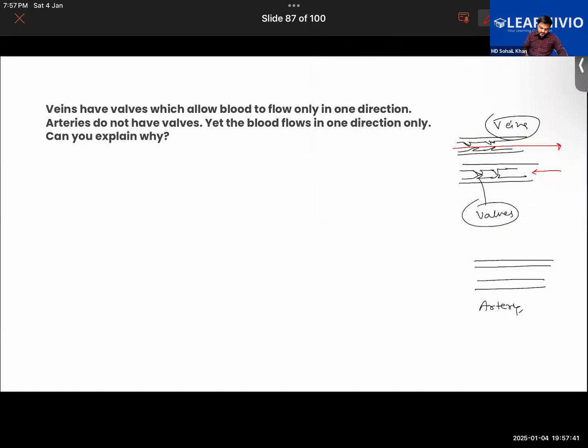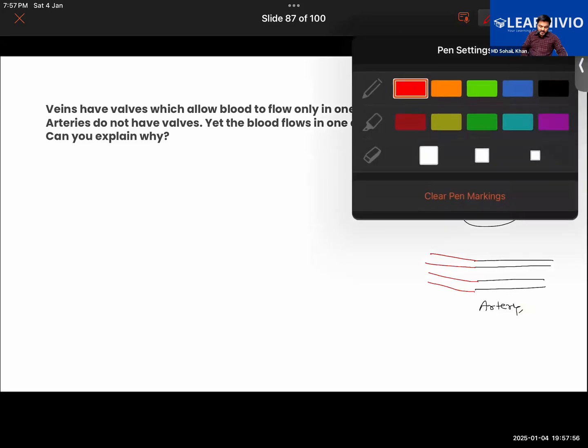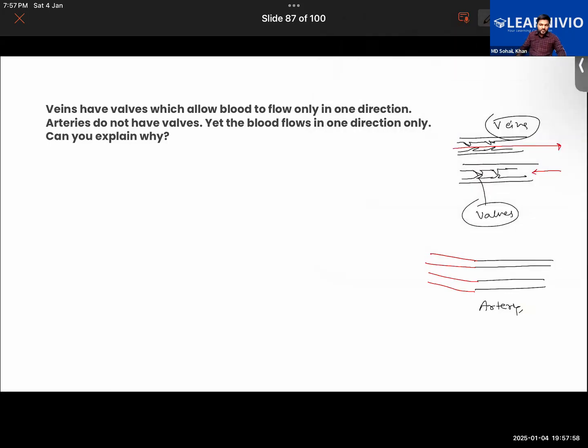To understand this, you need to know what the artery does. Do arteries take the blood away from the heart, or bring the blood to the heart? They take it away from the heart. Right? And the heart is pushing the blood into them with a high amount of pressure. So the pressure from the heart is strong enough to keep the blood flowing in one direction only.